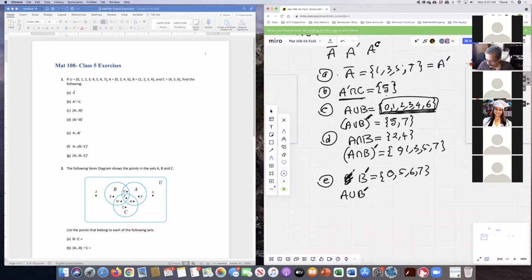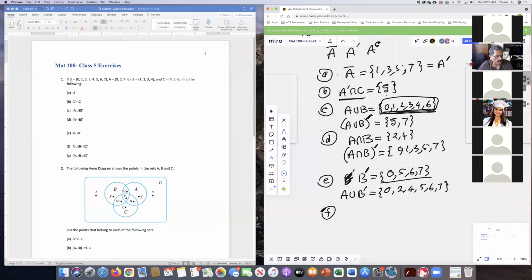A union B prime. That means we already have the B prime here. We need to combine that with A and list all the elements. What are they? So list all of them is going to be 0, 2, 4, 6, 5, 6, and 7. You don't really have to write them in order, but if you write them in order, you won't miss anything. For that reason, I prefer to write them in order, but you can write them in random order. Okay, that is correct.